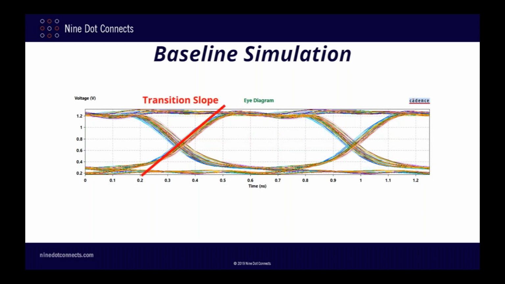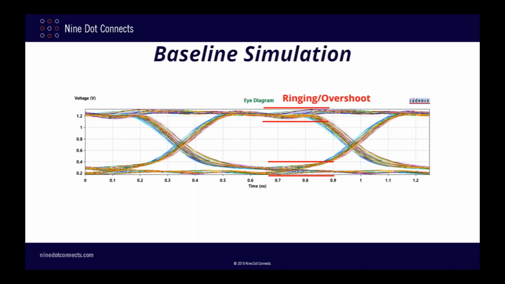Another thing that can affect the shape of the eye is the slope of the transitions themselves. As you see here, the transitions are pretty clean and relatively fast, as indicated by the slope of this line. Should the transition time of the signal get worse, for example by having too much parasitic capacitance, the slope would get worse and the eye would get smaller.